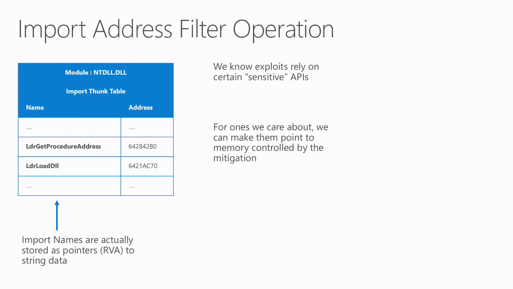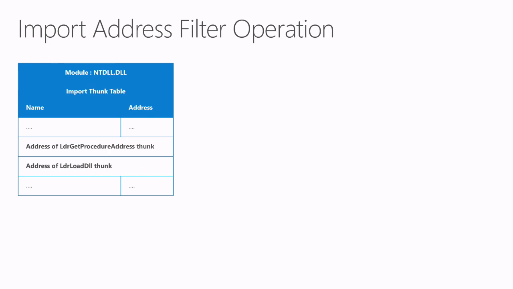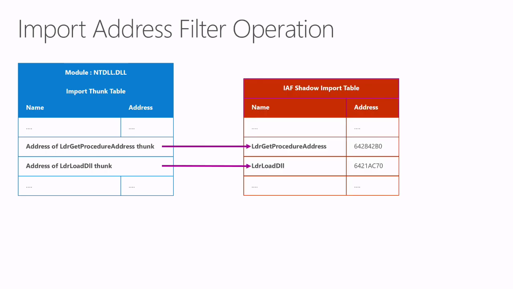For the ones that we care about, we can do something sneaky, and we can actually redirect these pointers or relative addresses. Instead of having them point to the string data in the DLL, the way it would normally be, we can point them at some memory that we allocate as part of the mitigation, creating something called a shadow import table. The shadow table will have basically the same data. It will have the same strings. It will have the same bound import addresses. But because we allocated it, we can control the protection.